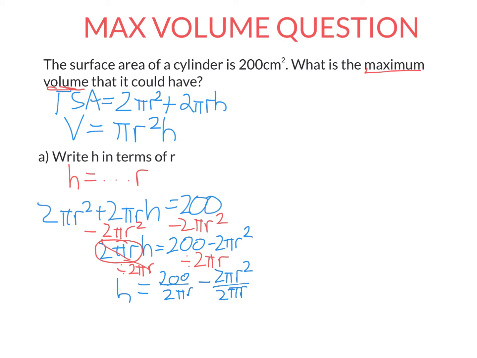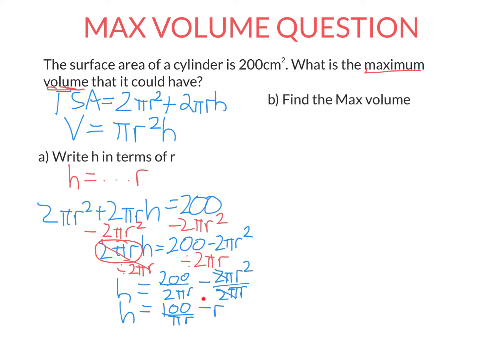So I can simplify this. It simplifies nicely. 200 over 2 is just 100. So this first term is just 100 over pi r. And the second one simplifies nicely. I can cancel the 2 pi's. R squared divided by r is just r. So I've written an equation of H in terms of R. So I can now substitute that back in and I'll now be able to differentiate.